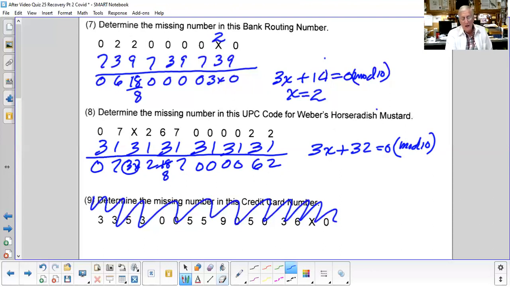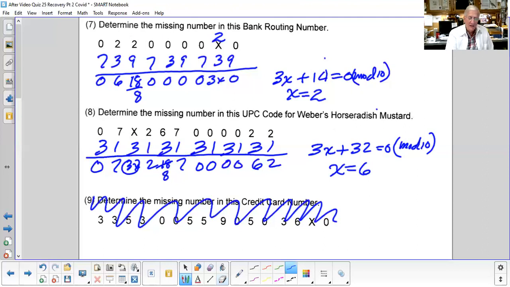So what does 3x have to end in? It has to end in an 8. So what number times 3 ends in an 8? Well, 3 times 2 is 6. 3 times 4 is 12. 3 times 6 is 18. Look at that. X has to be 6.